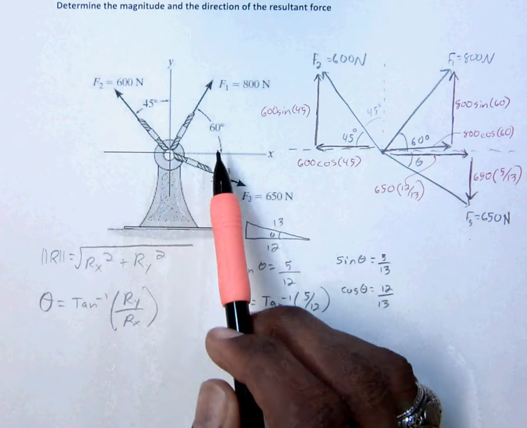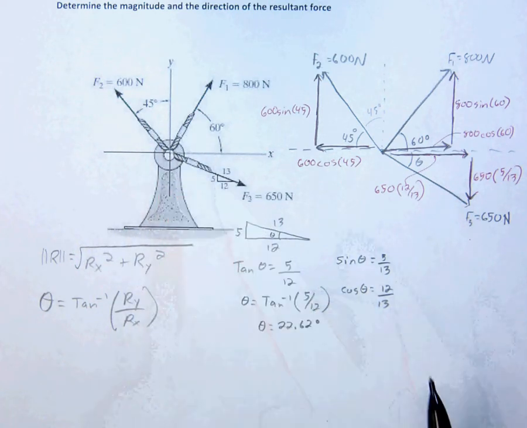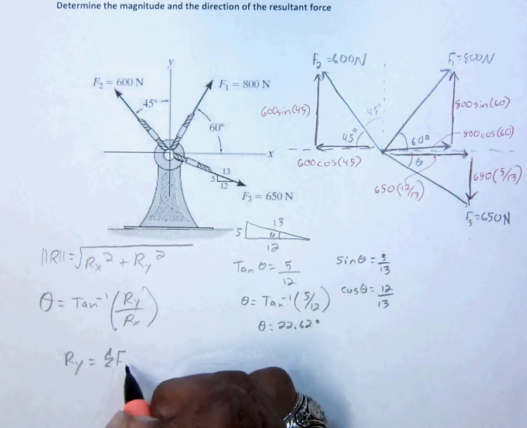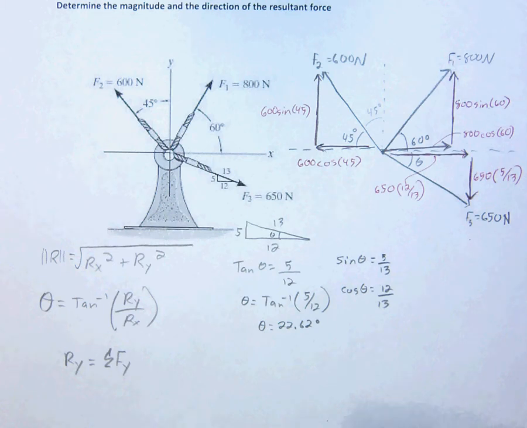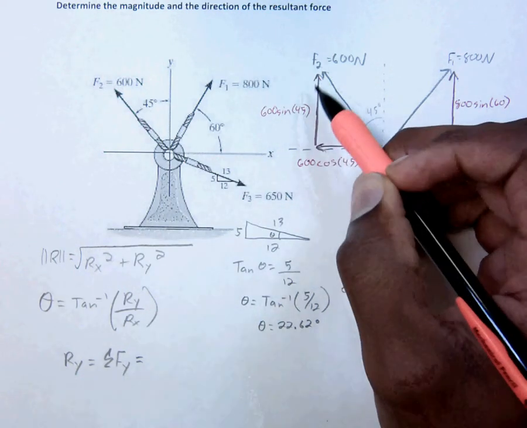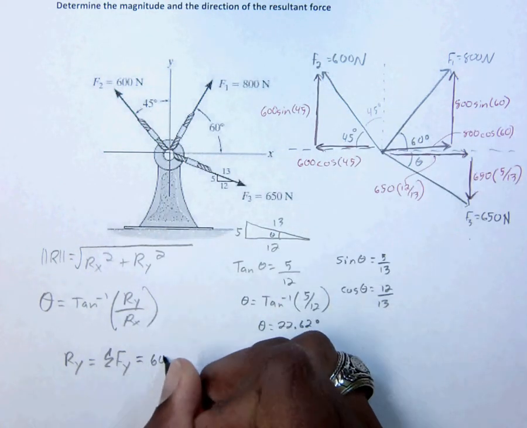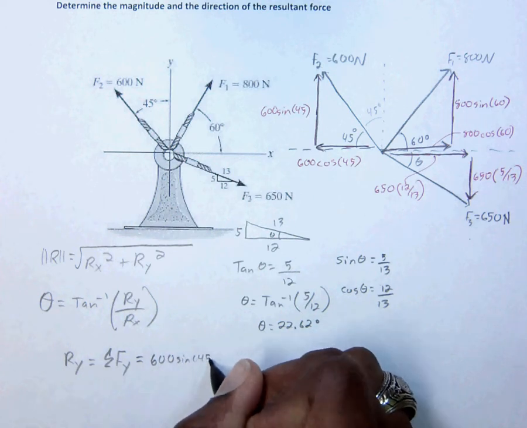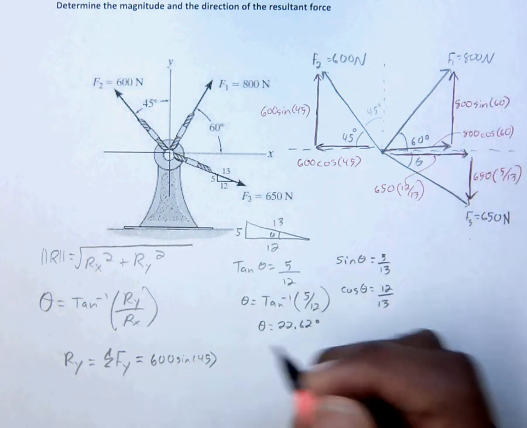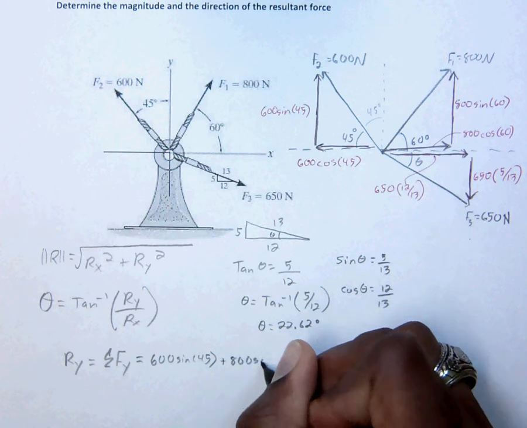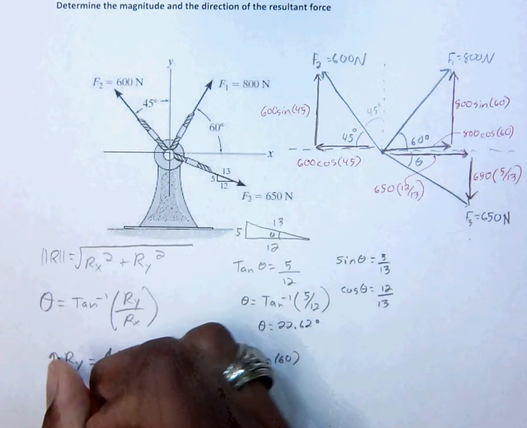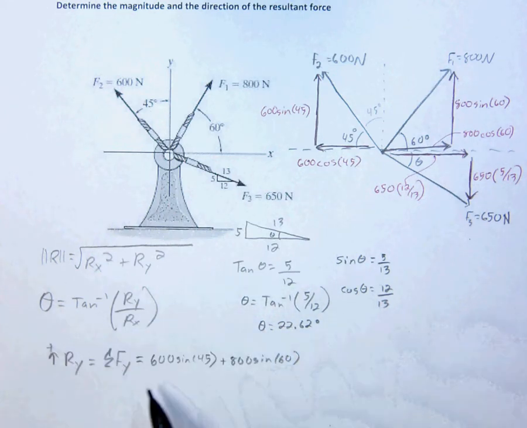So remember that the resultant is just the sum of all the forces. So that means that if I want to get the y component of the resultant, that's just going to equal the sum of the forces in the y direction. So let's go ahead and add up all those forces in the y direction. Well, we have this force, the y component of F2, which is 600 sine of 45. We also have this force, which is the y component of force number 1, which is 800 times the sine of 60. Now I'm adding these two forces because my convention is that in the y direction going up is positive. So that's why I'm adding these two forces.